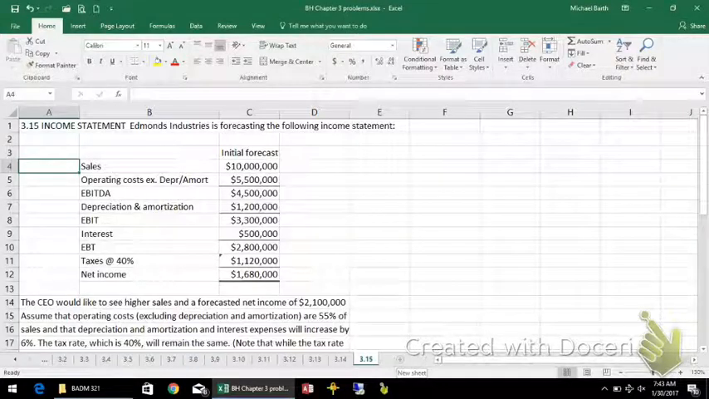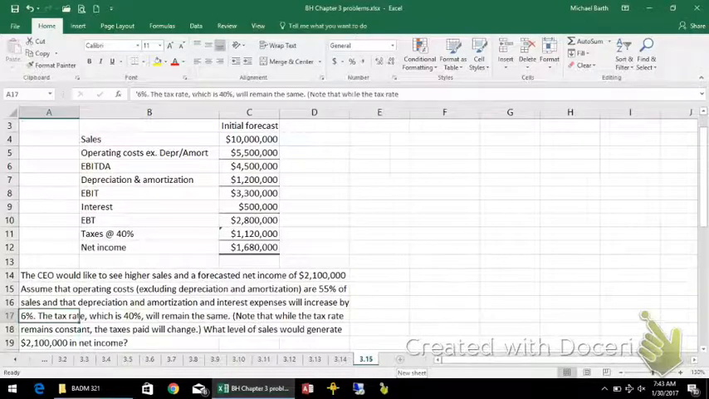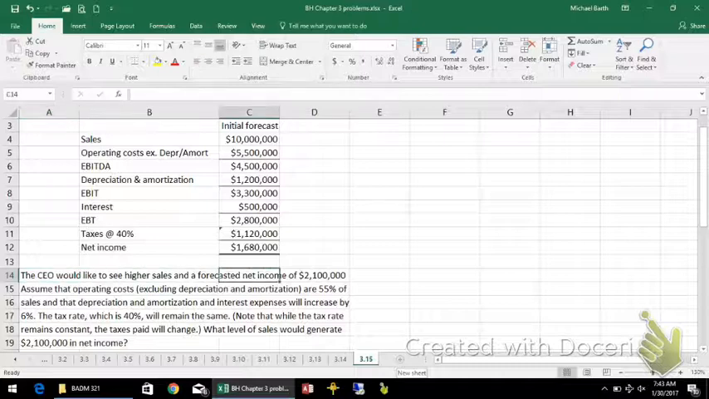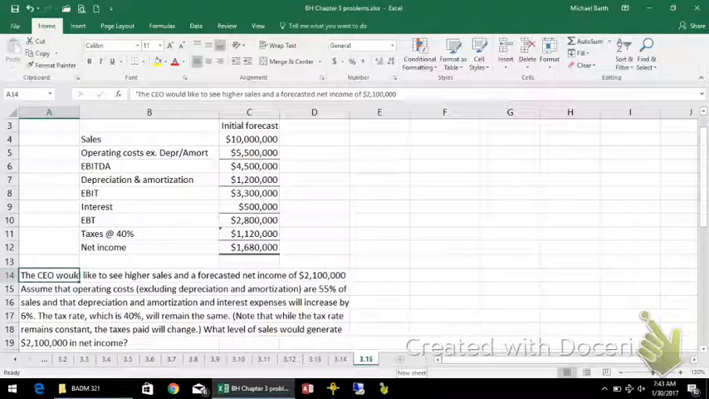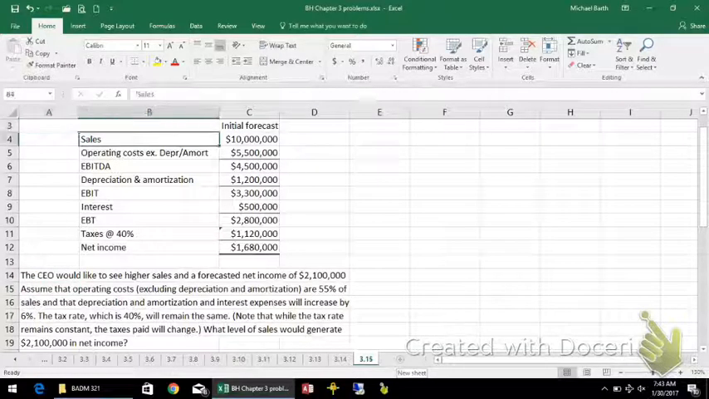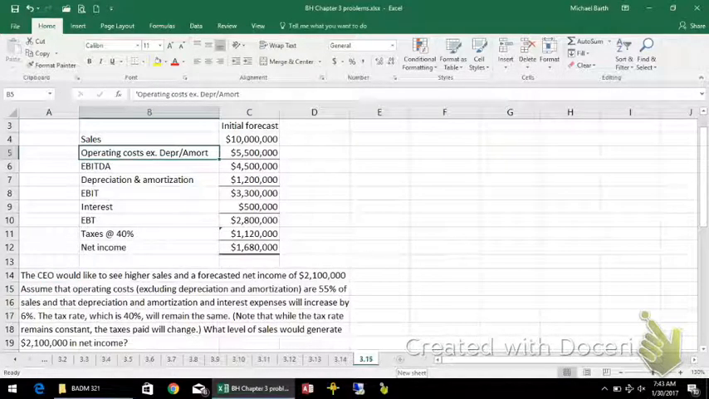This is problem 3.15 from Brigham and Houston, Fundamentals of Financial Management, Concise 9th edition. You're given an income statement, and the CEO wants to see higher sales, and he wants to forecast a net income of $2,100,000. Some of these costs go up with the level of sales, and some go up independently of sales.